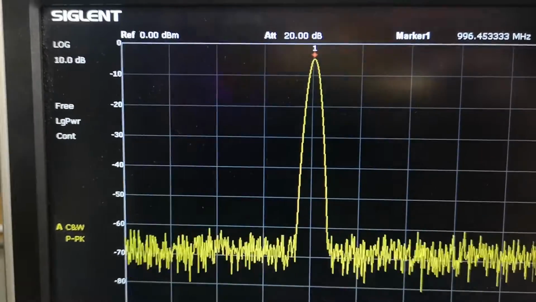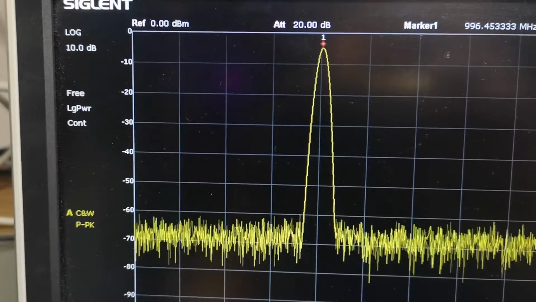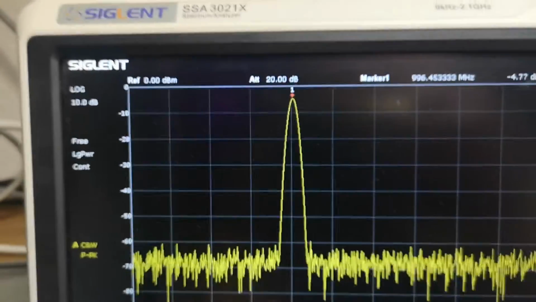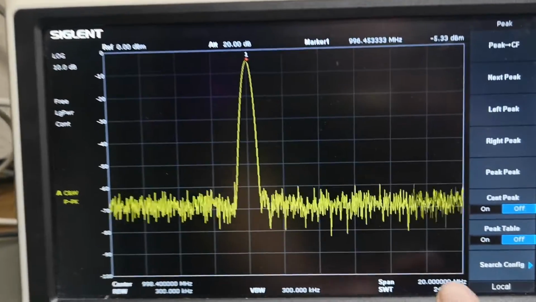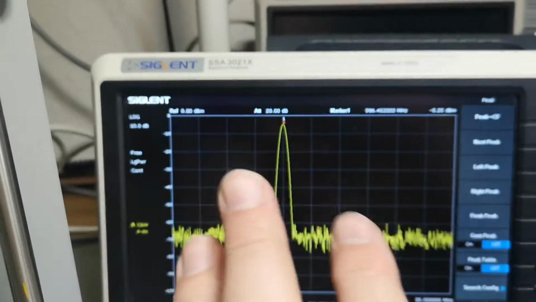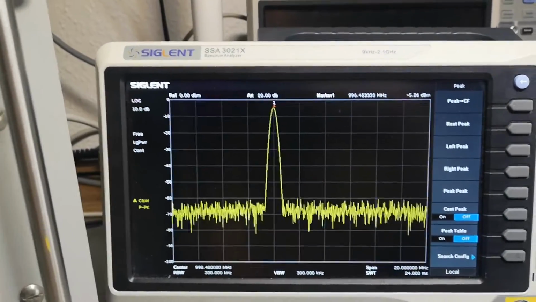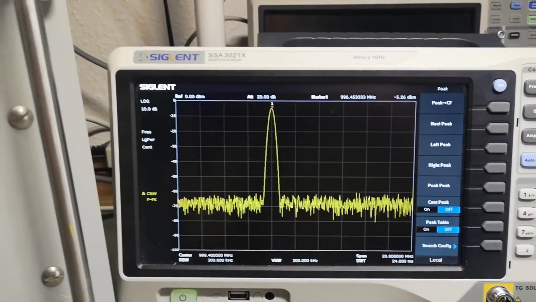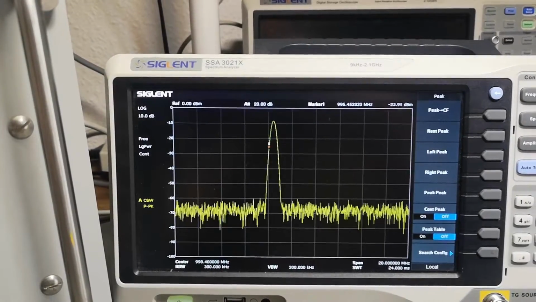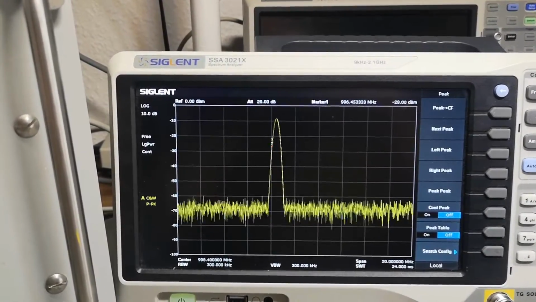And then let's do it again. Okay, 996. Okay, so it is in the decimals, right? It is only because I am at 20 megahertz span, and this is gigahertz. I'm just super insanely zoomed, and this is why I can reveal stuff like this. This is absolutely not a problem.